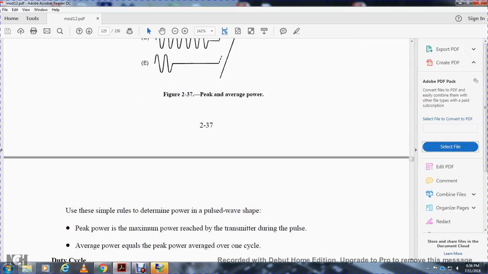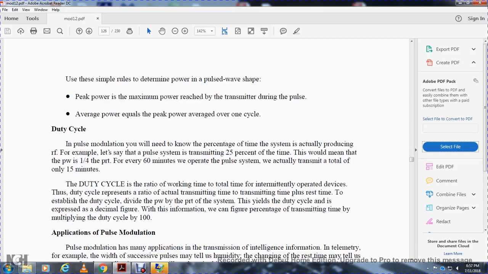Use simple rules to determine the power in the pulse wave shape. The peak power is the maximum power that will reach from the transmitter during the pulse. The average power is equal to the peak power averaged over one cycle.